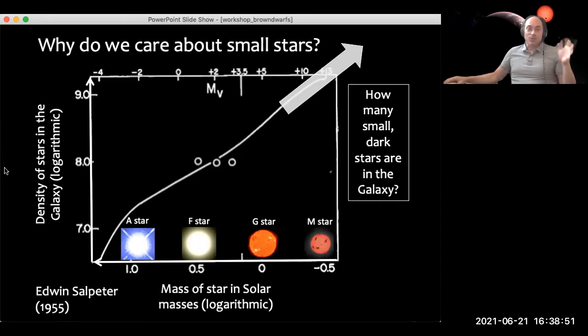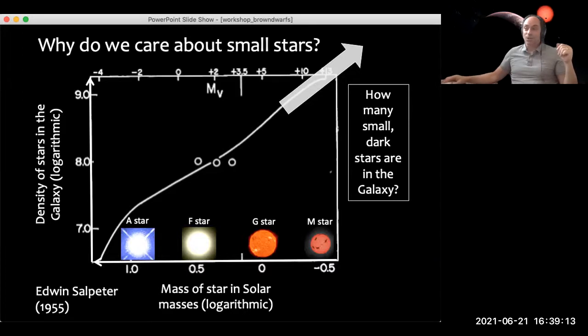And this was sort of encouraged early on. This is very early work. This is back in 1955. Edwin Salpeter is one of our famous astronomers that was the first to study stellar populations, and in particular measure how many stars there were as a function of mass. And was one of the first people to point out that actually most of the stars in the galaxy are these very low mass stars.